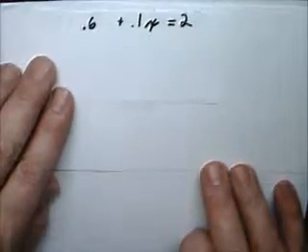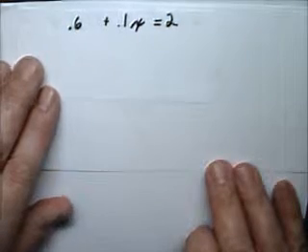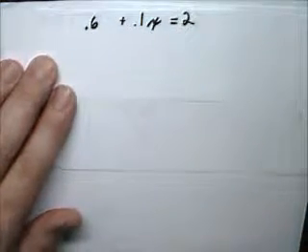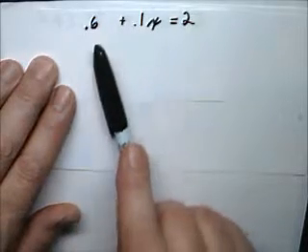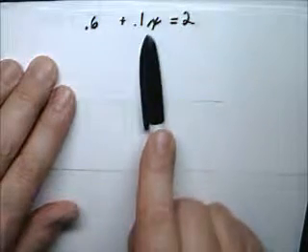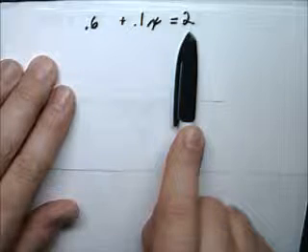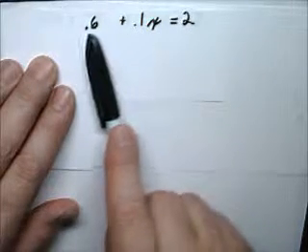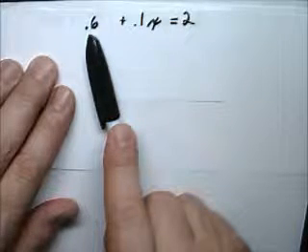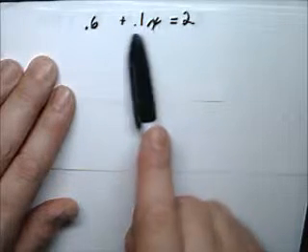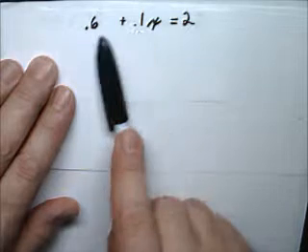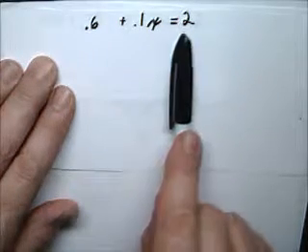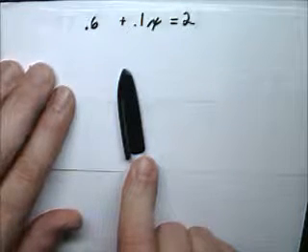So it's impossible that x would be 1, but it could be 2, or it could be 4, it could be 6. So this is 0.6, and whatever we add to it has got to be 2. Well, if it was 2 blocks, that'd be 0.2, so we'd be at 0.8. If it was 4 blocks, that'd be 0.4, and 0.4 plus 0.6 is 1. We'd be halfway to the 2 mile mark.